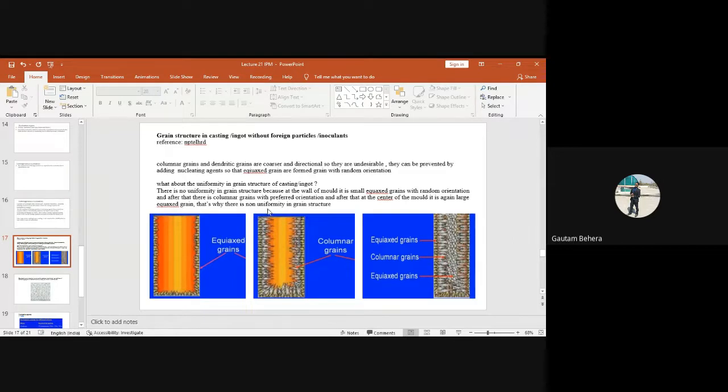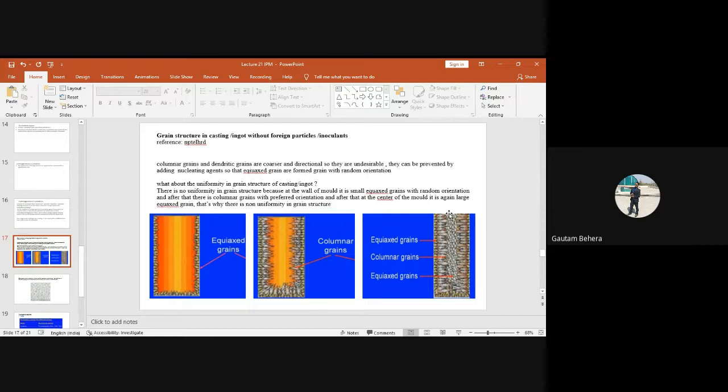And columnar grains are bigger in direction. Like dendritic structures, they have preferred orientations. The columnar grains have preferred orientation, and columnar grains are bigger grains actually. You have to remember, columnar grains are long and bigger grains. So finally, solidification is complete.